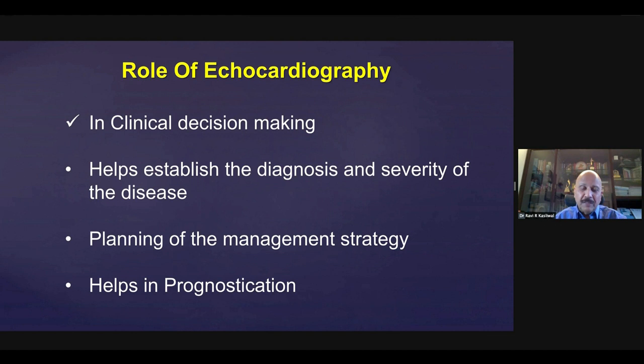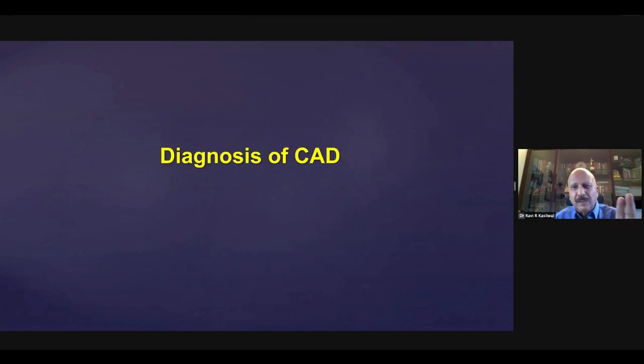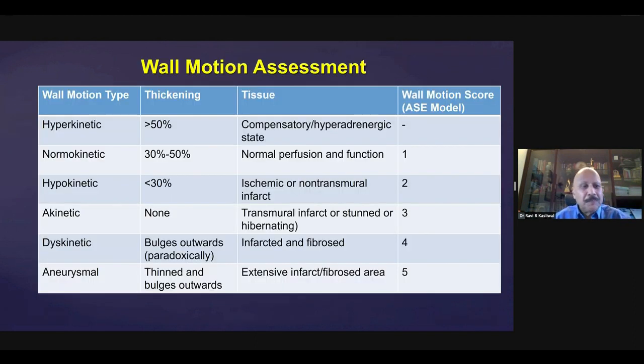If you know the ejection fraction, if you know the E/A ratios, if you know the LV EDP, if you know the wall motion score, obviously you have a lot of things in your hands by which you can do clinical decision making. So the first thing, diagnosis of CAD, you have to go to the American Society of Echo model, wall motion and wall thickening. See, these are two important things. It's not just the motion, it's also the thickening.